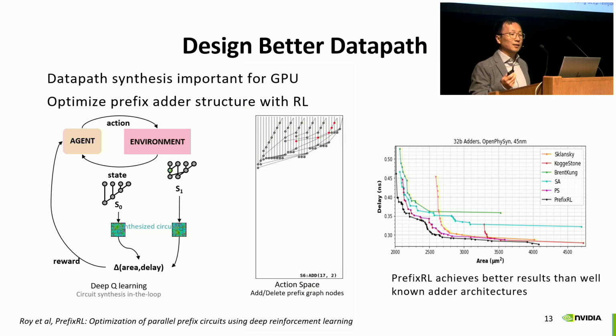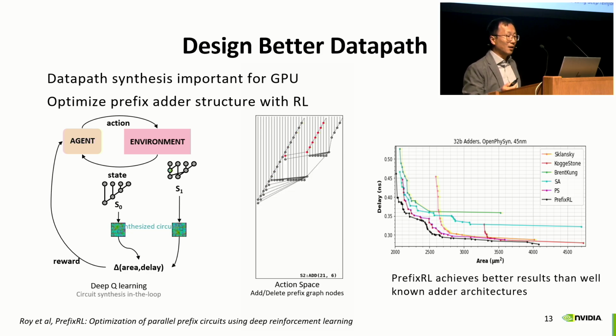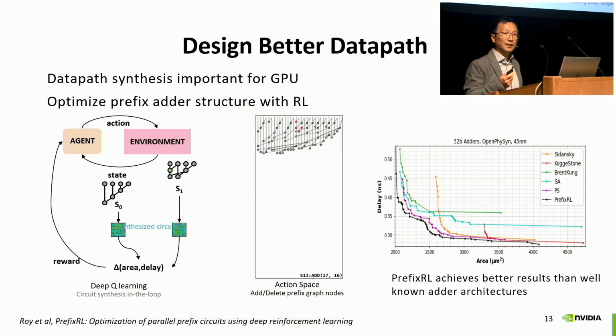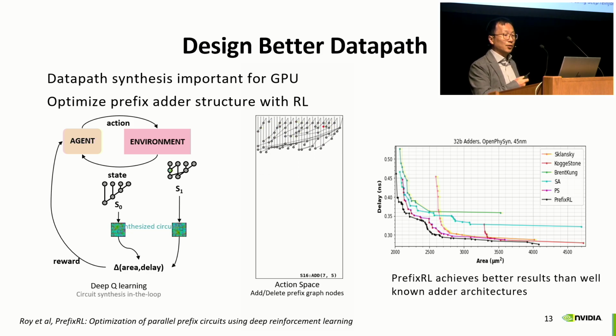Now, if we formulate this as a reinforcement learning problem, the action for the RL agent is to modify the structure as shown in the animation. The state of the environment is the current structure, and the reward is the area and the delay change after synthesis evaluation. So it turns out RL is capable of finding better results than these well-known structures, and even better than some of the optimization methods, such as simulated annealing. And the delay-area curve on the right shows that the RL agent generates a better delay-area trade-off than the other methods.